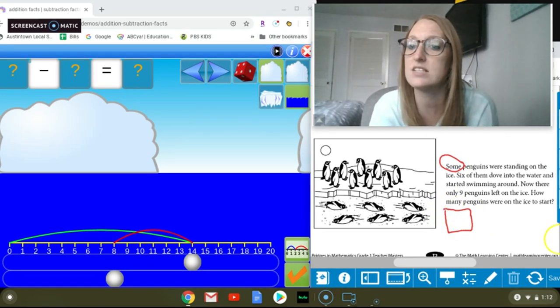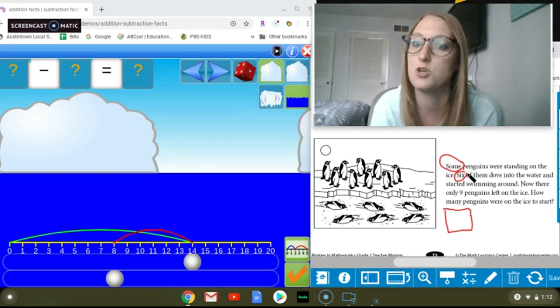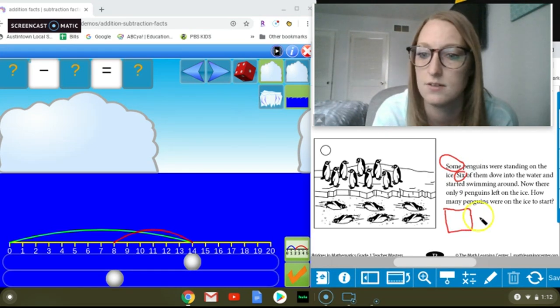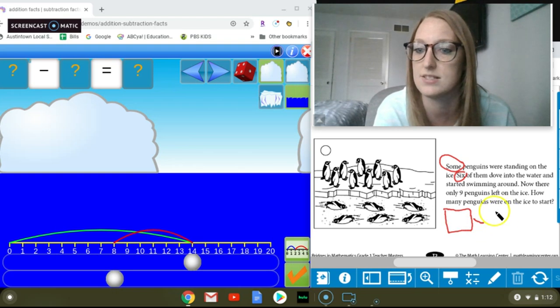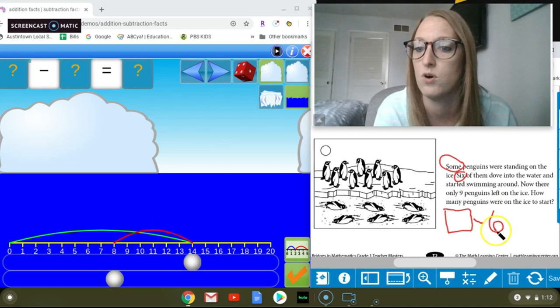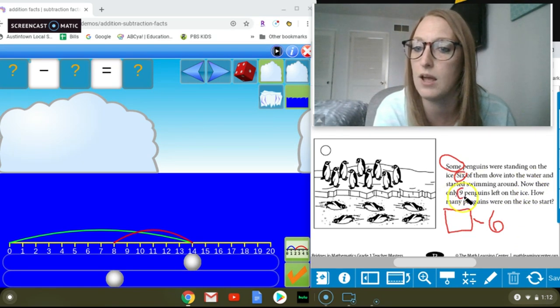Now it says 6 of them dove into the water and started swimming around. So we started with some up here, and then 6 of them dove in. So did they come or did they leave? So do we use plus or do we use minus? We use minus. So we lost 6, minus 6. Okay, now we have something minus 6, and now there are only 9 penguins left on the ice.